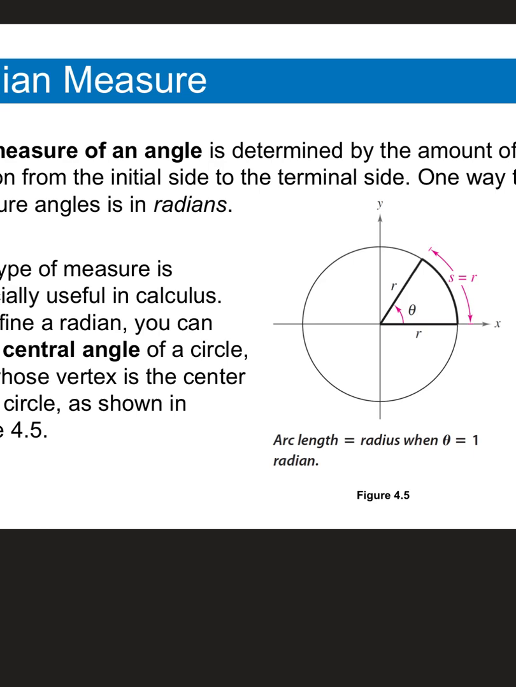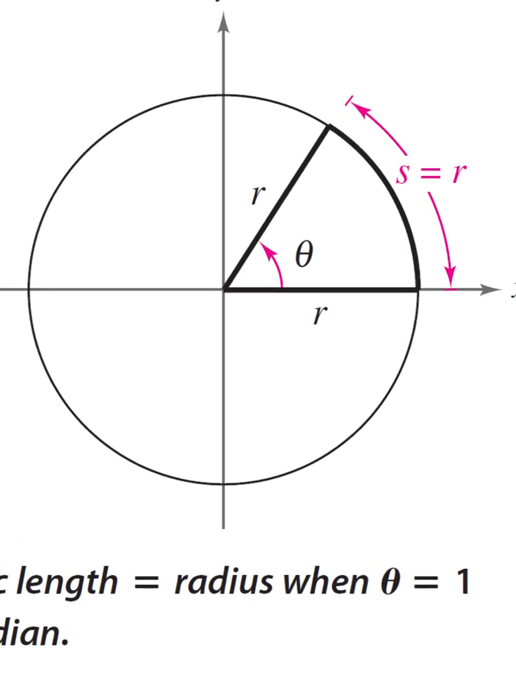Some of you guys are like, what is a radian? You've heard of a radian, but I think you don't really understand what it is. The type of measure that a radian is: you have a circle, right? Everybody knows what a circle looks like. You have a center, and then you have the radius.